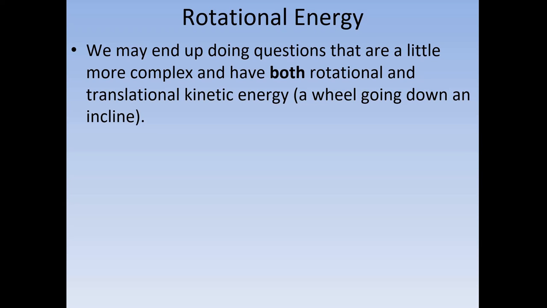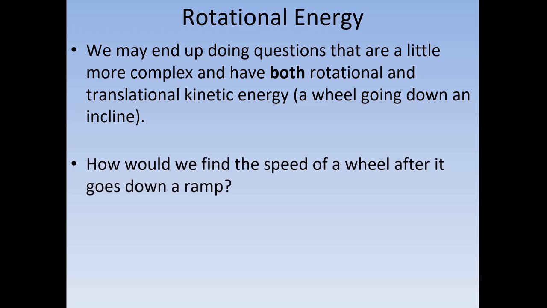So basically, what we really want to focus on is what happens when we have both the rotational and translational types of kinetic energies. I said this before that the most common scenario is basically wheels traveling on the ground. And in particular, I'm going to focus right now on a wheel going down an incline.